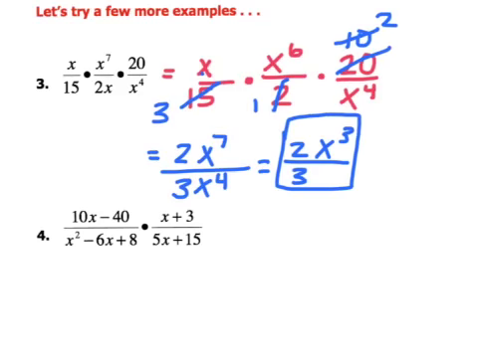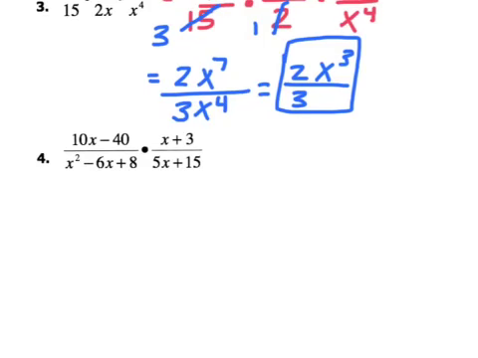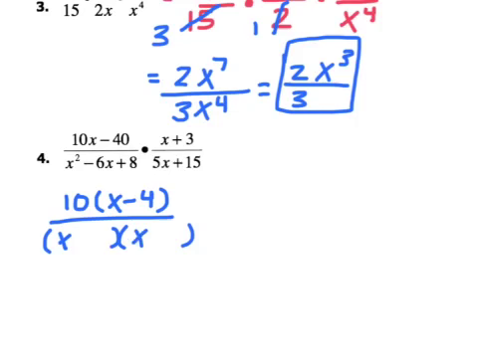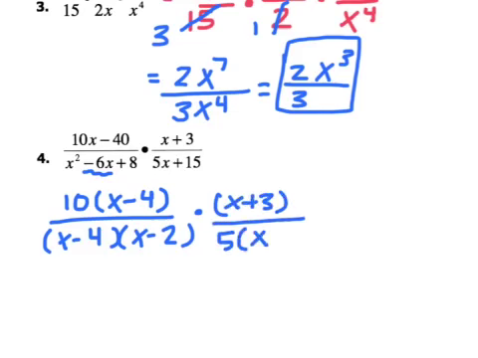For number 4, this is one that you need to factor. So go ahead and factor everything that you can. You can factor out a 10. That leaves you with x minus 4. In the denominator, you've got x and x. You've got 4 and 2, and you need both of those to be negative to give you a negative 6x, and to multiply to be a positive 8. We are multiplying that by x plus 3 divided by 5 times x plus 3.